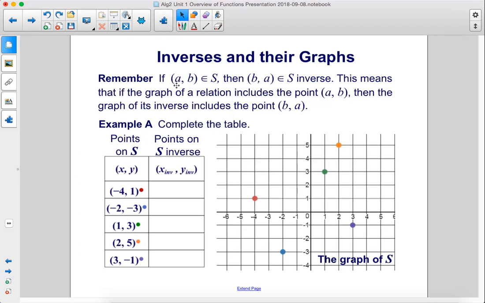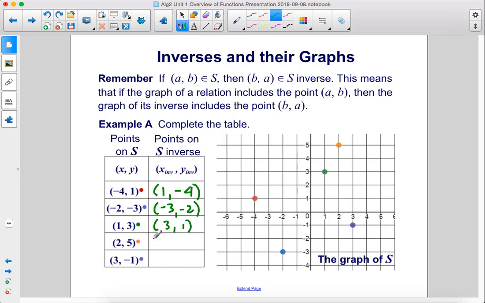Remember, if point (a, b) belongs to S, then (b, a) belongs to S inverse. This means that if the graph of a relation includes the point (a, b), then the graph of its inverse includes the point (b, a). Example A, complete the table. Points on S, points on S inverse. So all we have to do is swap these coordinates: (1, -4), (-3, -2), (3, 1), (5, 2), (-1, 3).